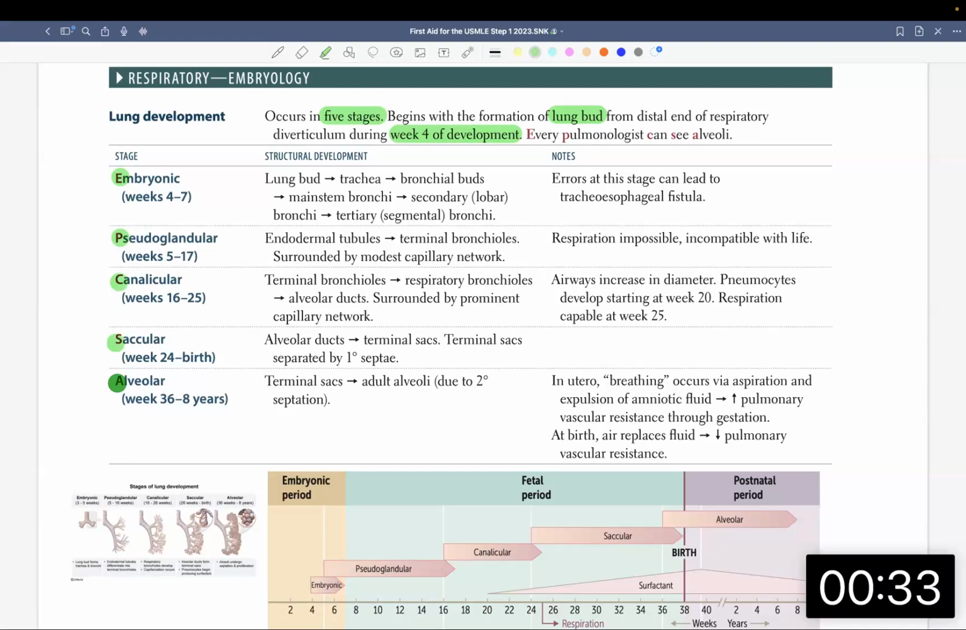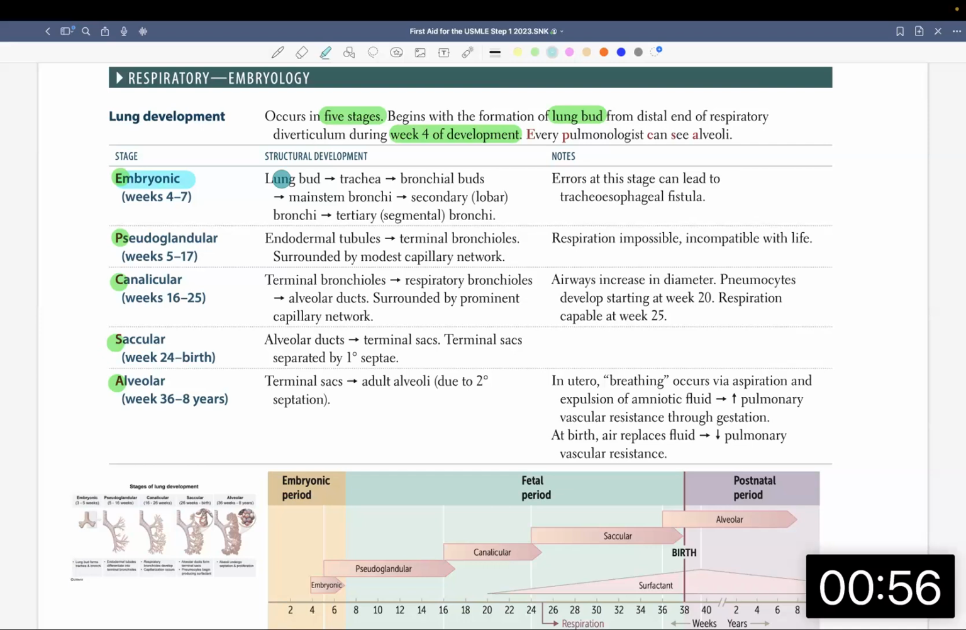So embryonic is weeks 4 to 7, pseudoglandular 5 to 17, canalicular 16 to 25, and so on. I don't know if these numbers are important, but let's see. It occurs in 5 stages, beginning with the formation of the lung bud from the distal end of the respiratory diverticulum during week 4. Then embryonic is weeks 4 to 7.